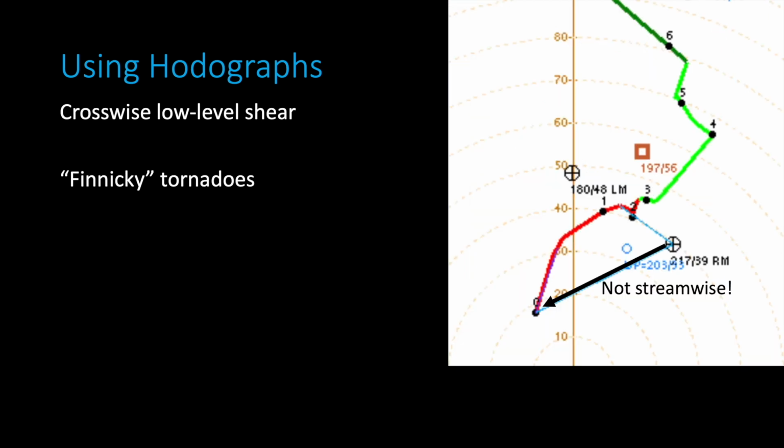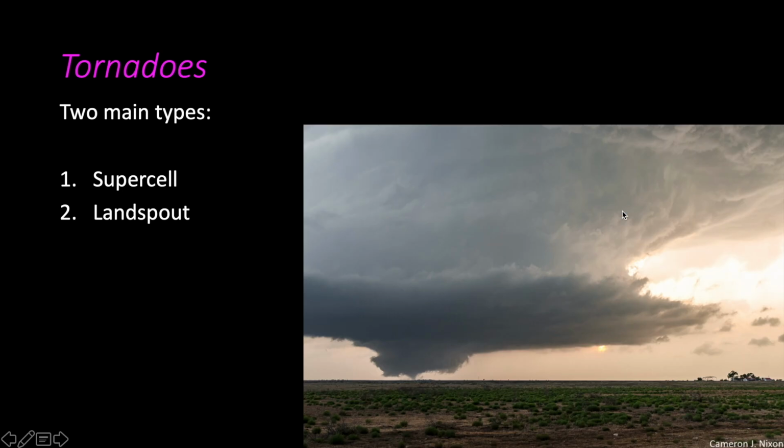Whereas when our low-level shear is a little bit more crosswise like this, these might get a little bit more finicky. Not to say that these don't get the job done, and you can get some pretty strong and even long-track tornadoes from this kind of sounding. But when we're not perfectly streamwise, it might just take a little bit of extra oomph for these storms to get the job done.